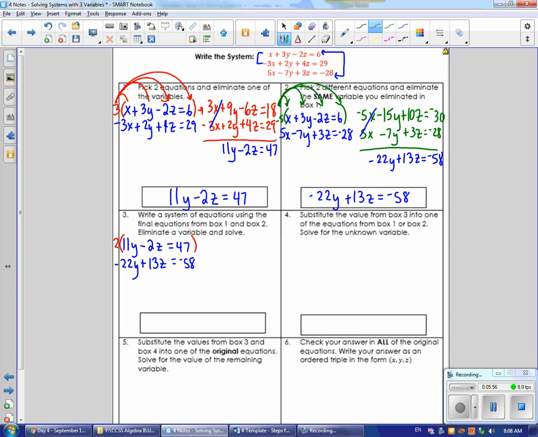So let's go ahead and do that. I'm going to transform this equation by multiplying everything by 2. So this is going to give me a 22y. If I multiply negative 2z by 2, I'm going to get a negative 4z. And then I also have to multiply 2 times 47, which is going to give me a 94. The equation underneath does not have to change.